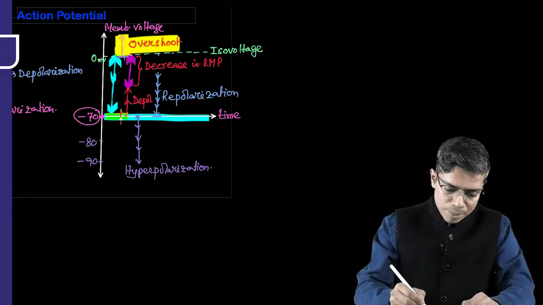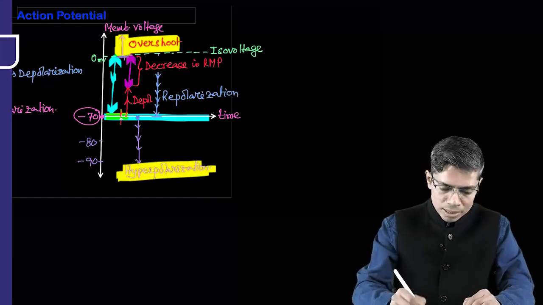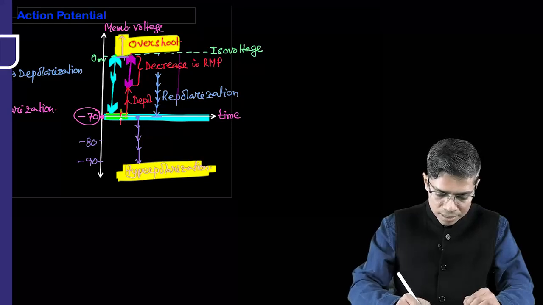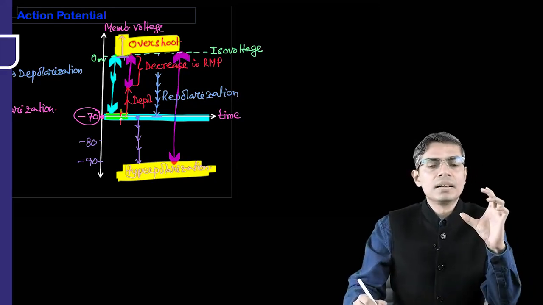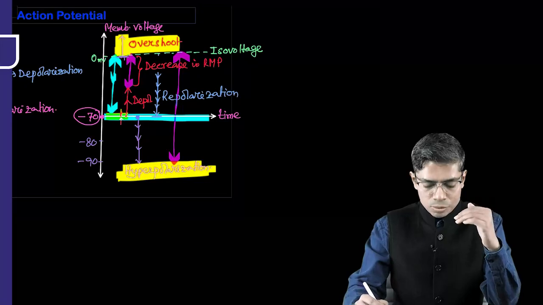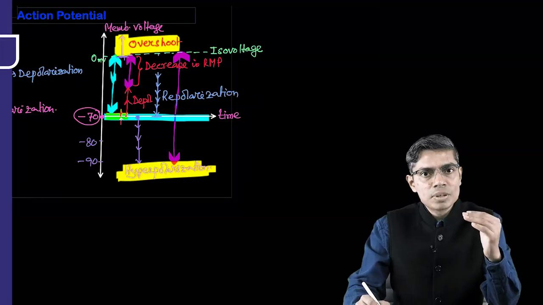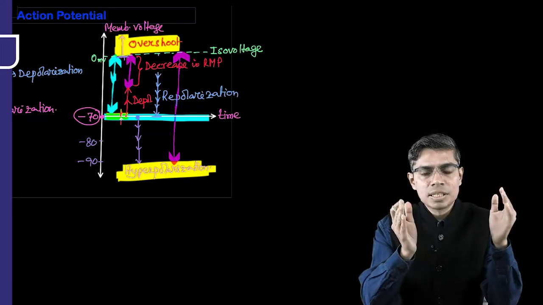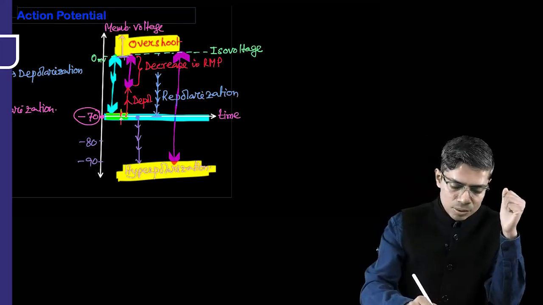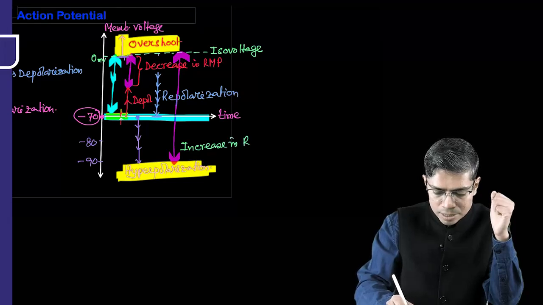Now whenever the membrane voltage is becoming hyperpolarized, look at the distance from iso voltage. I can easily understand that the distance from iso voltage is very high whenever the membrane voltage is going for hyperpolarization. That means hyperpolarization means membrane voltage is going away from zero voltage. That's why the distance from the zero voltage or iso voltage is increased, and that's why hyperpolarization is also known as increase in resting membrane potential.